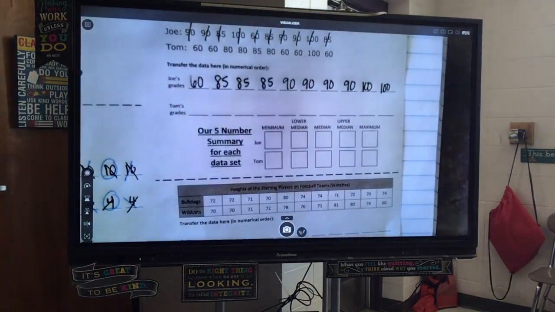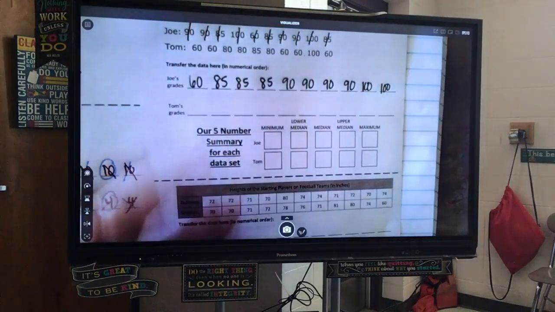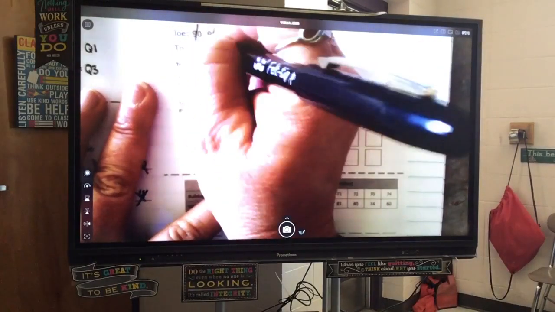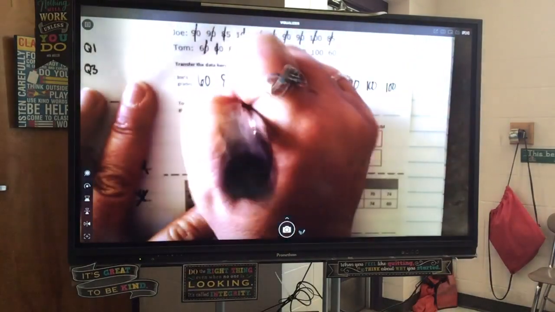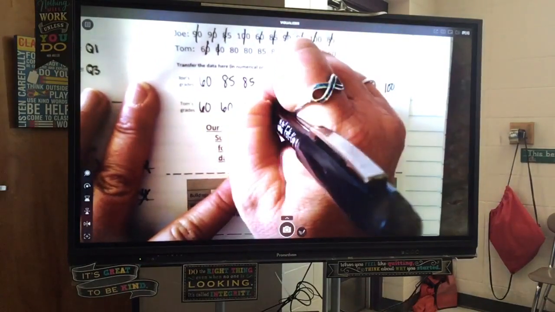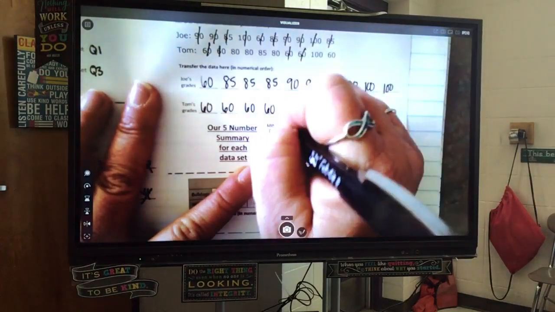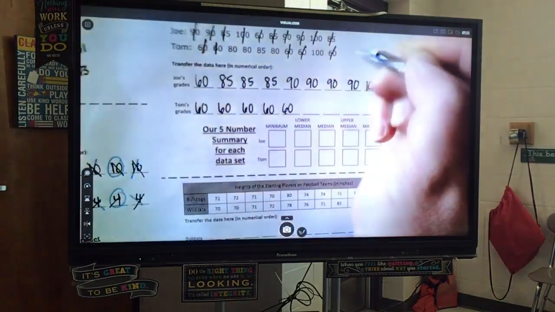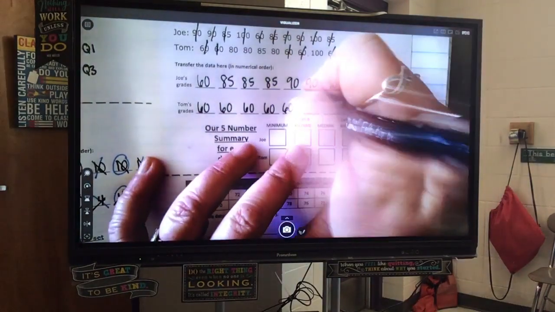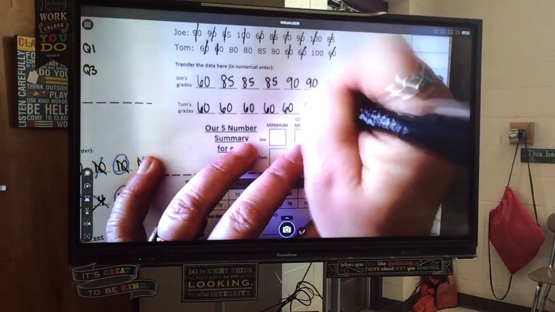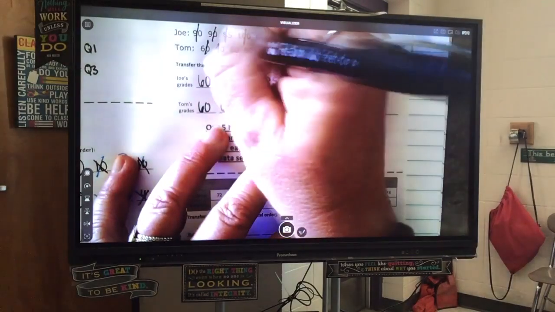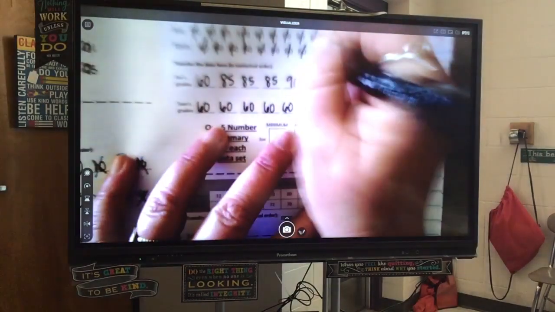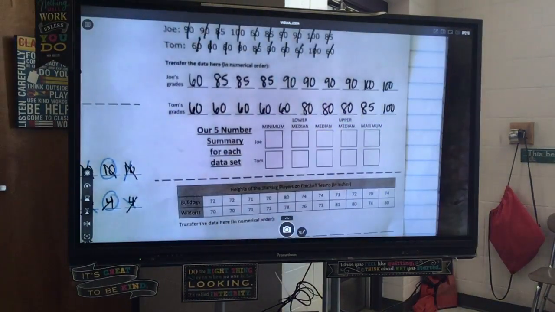All right, and then Tom. Someone list Tom's grades in order. Caleb. It goes 60, then 60 again, then 60, then 60, and then 60. So you should have 5 60s, right? Yep. Okay, next. And then 3 80s. And then 85 and then 100. All right, so that should be the order in which you put your data.